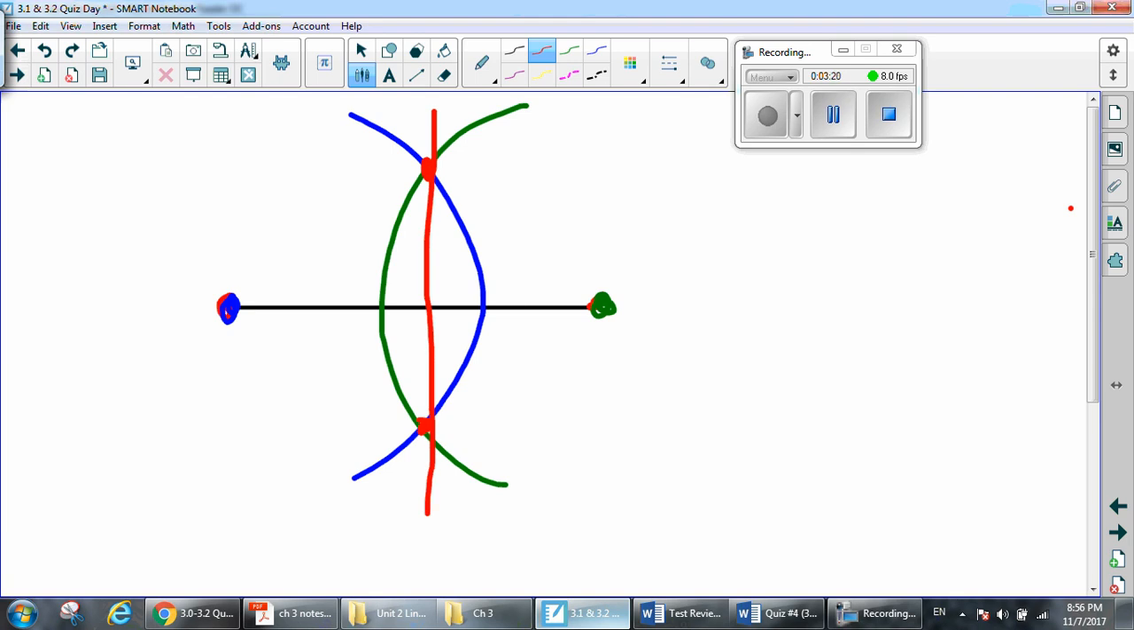If this is a perpendicular bisector, it's a line. I need arrows on both ends. Perpendicular means it crosses at a right angle. I need to draw that in. If it bisects something, it splits the segment into two congruent pieces. Here's one congruent segment, here's one congruent segment. Remember that this point here, where your perpendicular bisector crossed the segment, would be like your midpoint.